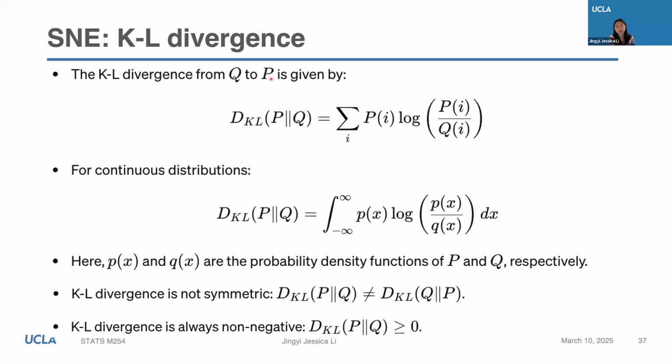If P and Q are both discrete, taking a finite set of values, this is the KL divergence. And this is the continuous version. But please note that the KL divergence is not symmetric. So Q diverging from P is different from P diverging from Q. And it is always non-negative.